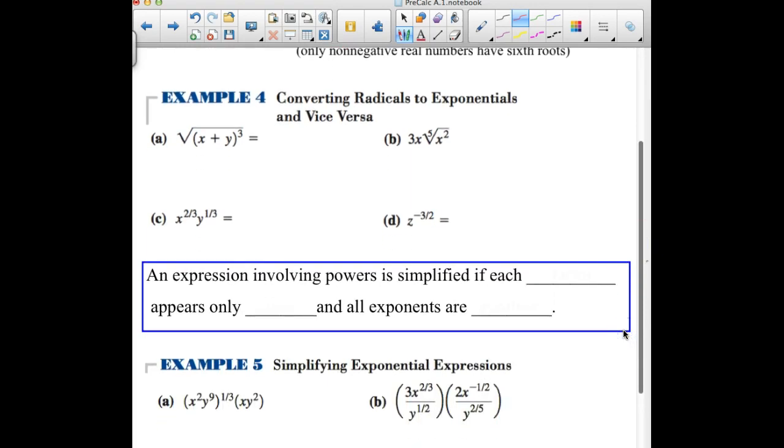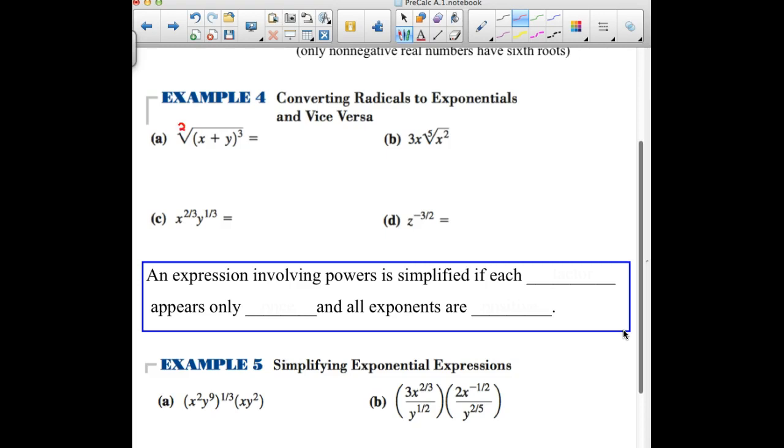All right, for example 4, converting radicals to exponentials and vice versa. The first one is in radical notation. You see that square root symbol or cube root symbol, fifth root symbol, things like that. That's radical notation. We want to rewrite this in exponential form. In other words, we need that power and root as a fraction exponent.